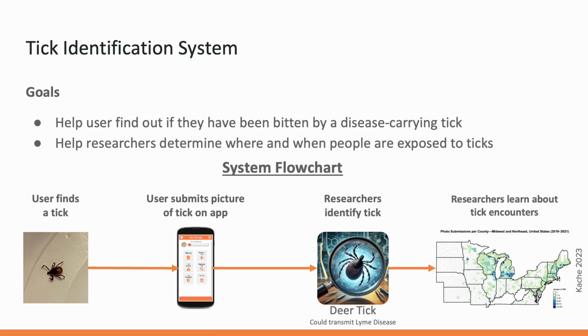Researchers then identify what type of tick was encountered and notify the user with educational information about what to watch out for if the tick has bitten someone. Finally, researchers could use the aggregated data to find patterns from all of the tick encounters on the app.